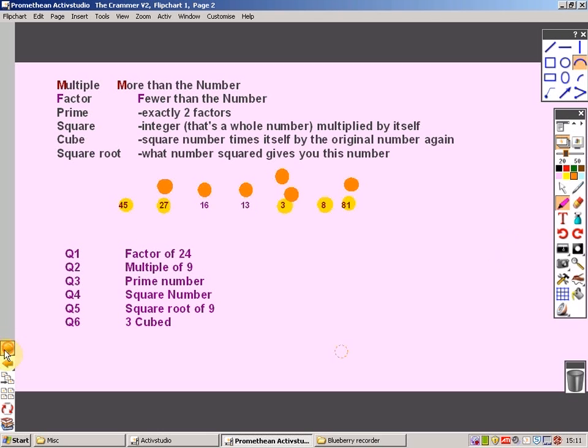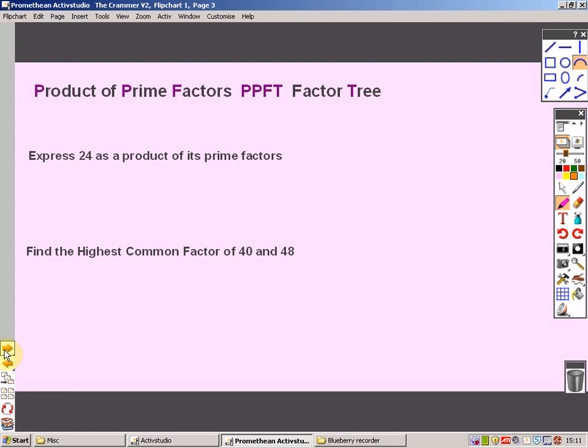Okay, next topic. Product of prime factors, draw the factor tree. So the first question, express 24 as a product of its prime factors. Write 24. I can split that into 12 and 2.